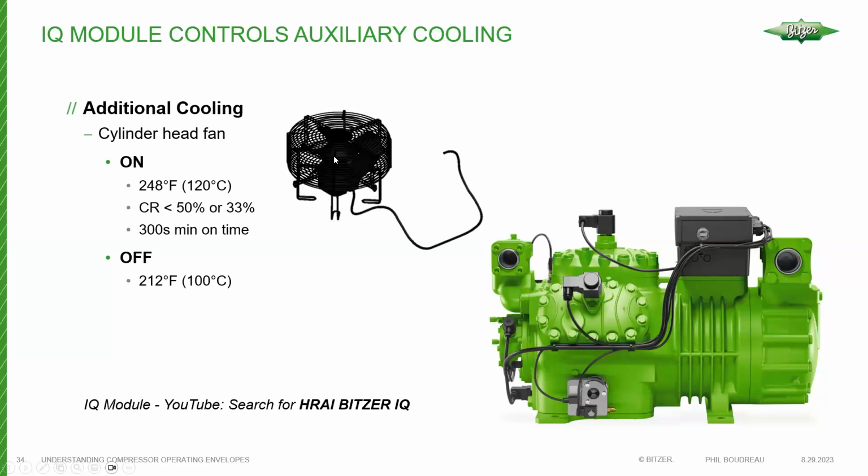And then when it gets really warm outside, for example, on an outdoor air cooled system, then the IQ module may start cycling that fan, and it will cut in at 248 degrees Fahrenheit and cut out at 212 degrees Fahrenheit. Once that fan is on, it'll run for a minimum of 300 seconds. Okay. So here, unloading, if you're unloading more than 50% on a 4-cylinder or 33% on 6 cylinders, then that head cooling fan will be on by default as well.